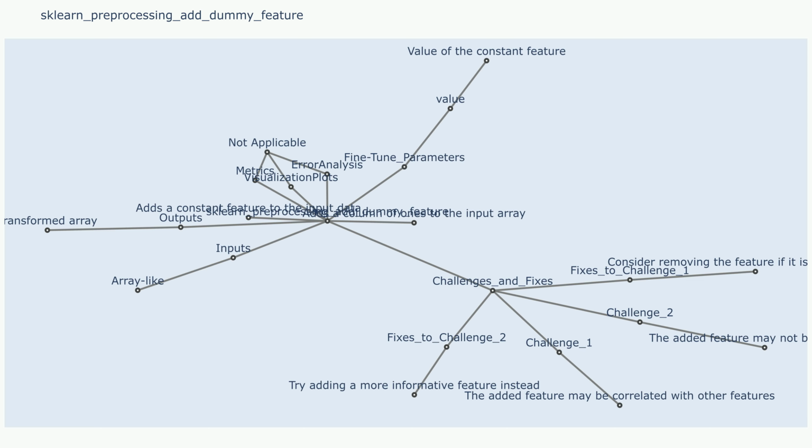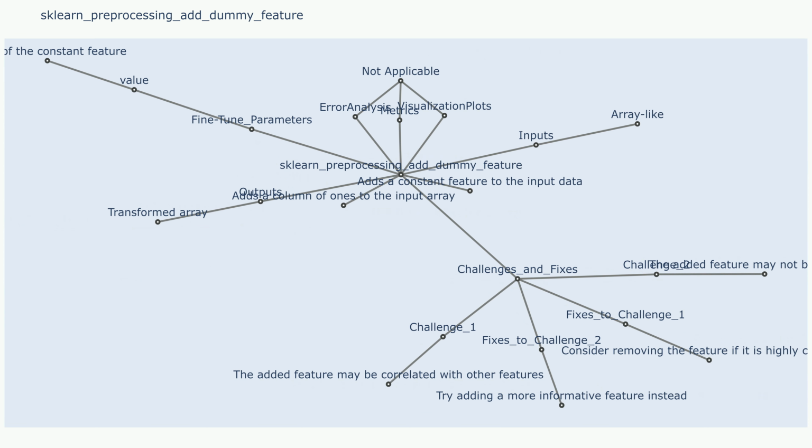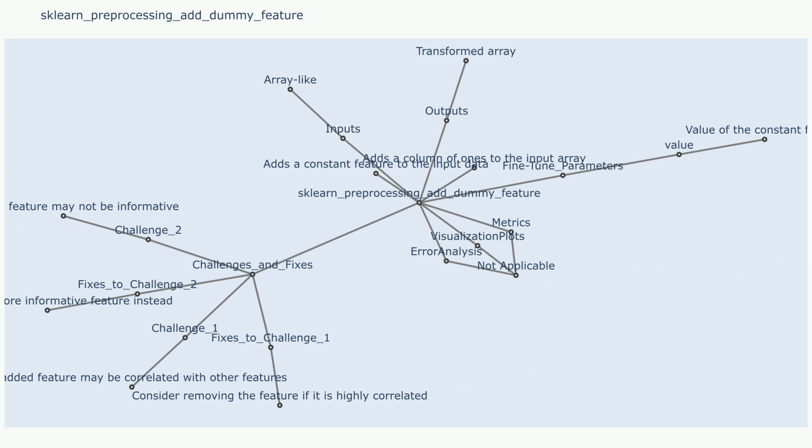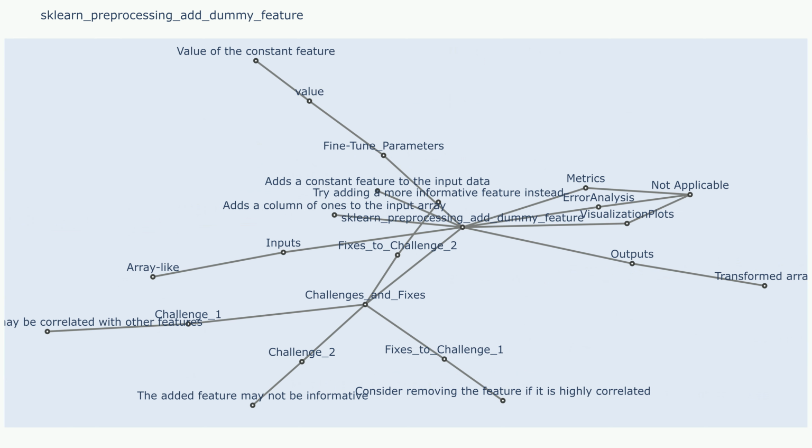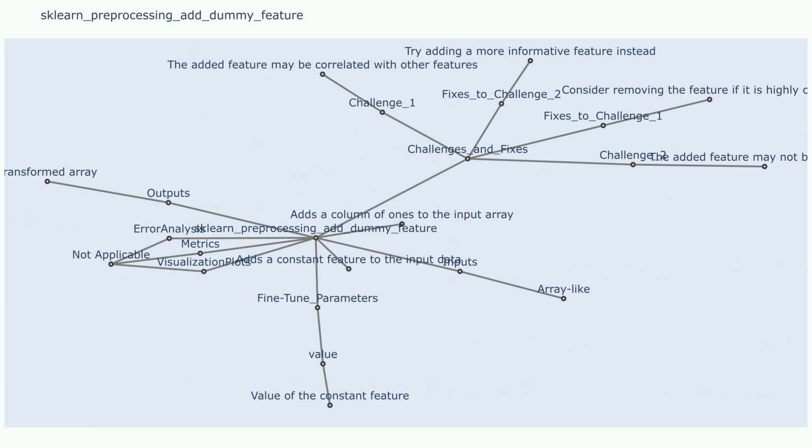sklearn, preprocessing, add dummy feature. Description. The add dummy feature function in Scikit-Learn's preprocessing module is a simple utility that adds a column of ones to a given array or sparse matrix. This is often used in machine learning to ensure that a linear model has an intercept term.